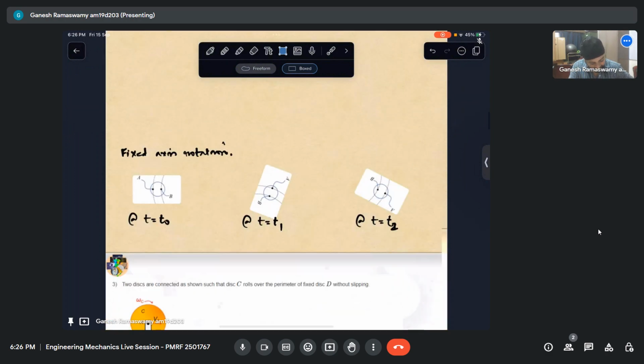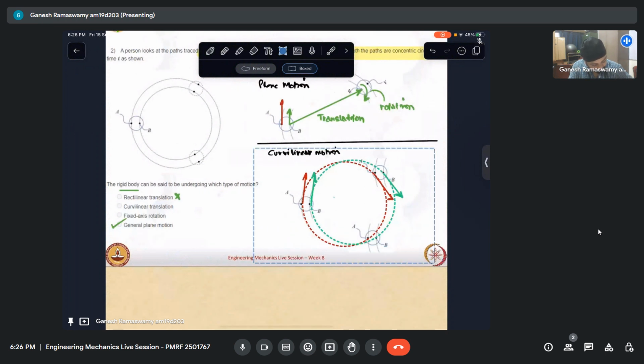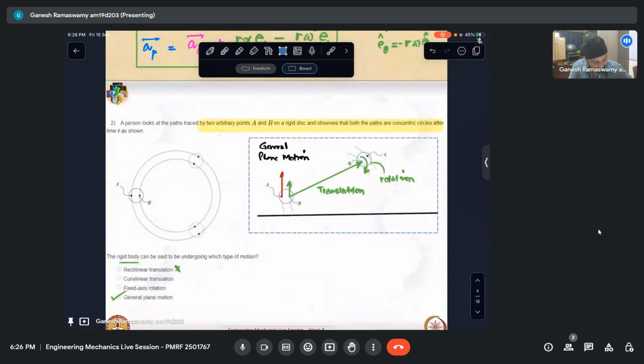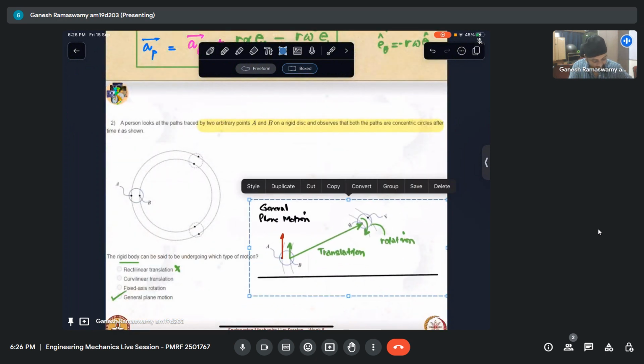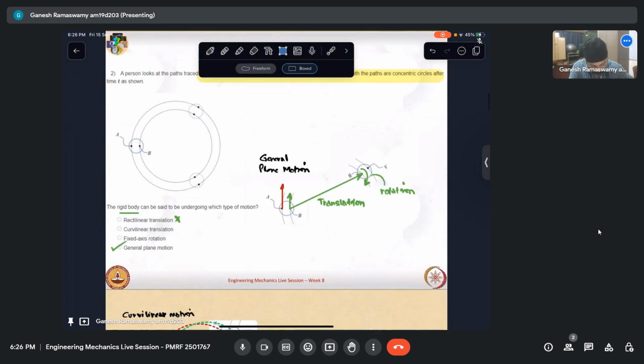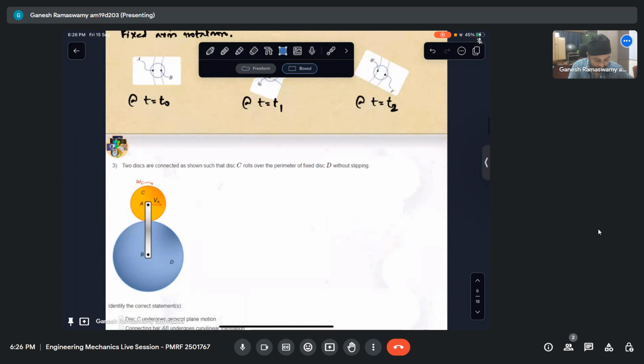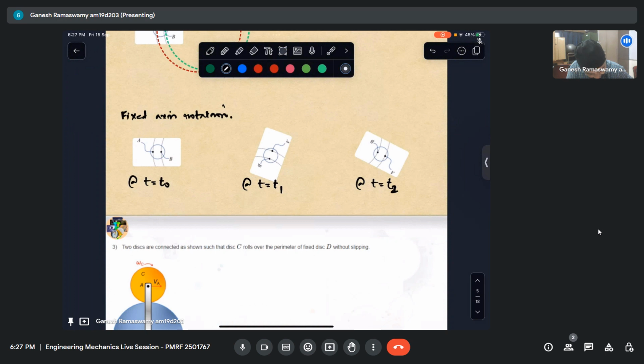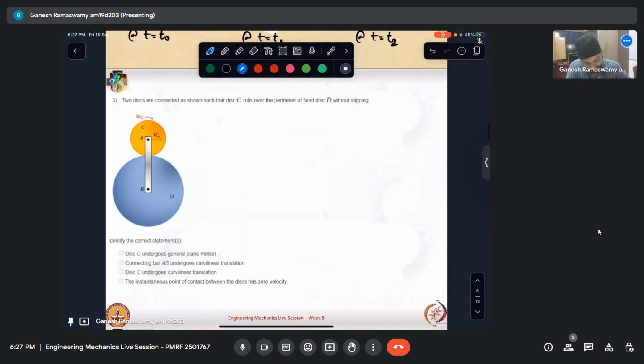So this is fixed axis rotation. Let me put that here. This is curvilinear translation. And then we have our general plane motion, which is the actual case here. So let me remove this. So I take it that this is clear. Okay. Now it is important that I also mark that point where blue is the axis of rotation, which is confined within that rigid body. Okay. Now let us look at this question.